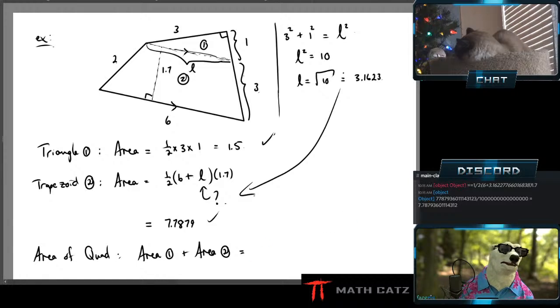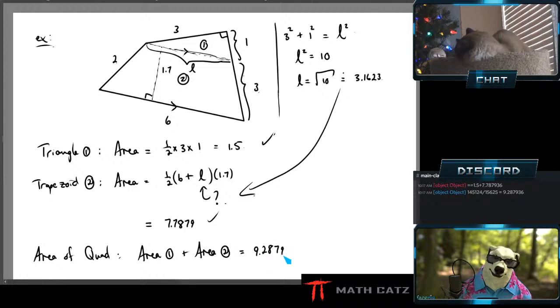Let's add those together. That shouldn't be too hard. 1.5 plus, I just need a few decimals here, 7.787936 would be fine. And we get 9.2879. That can get a line under it. Still a rounded answer, but some things to be aware of, right?